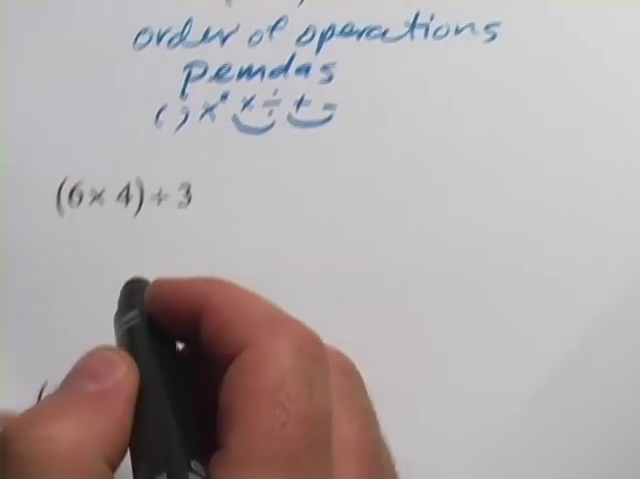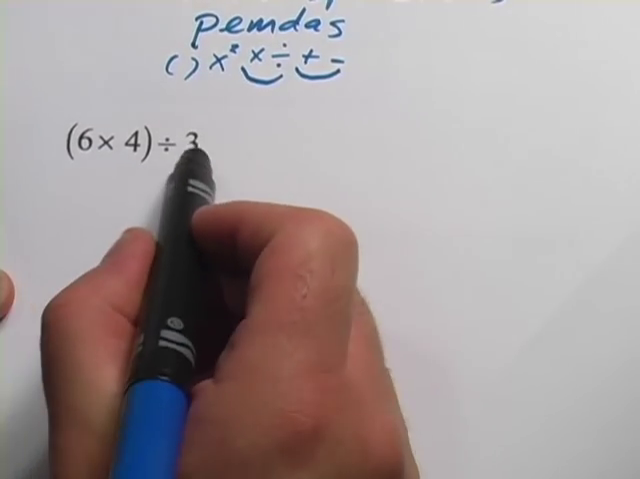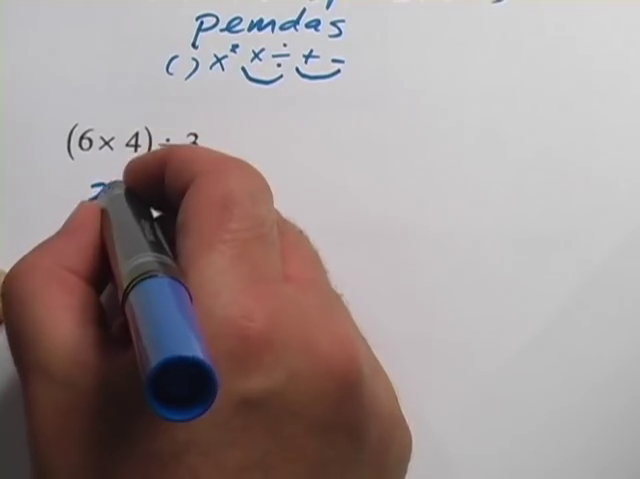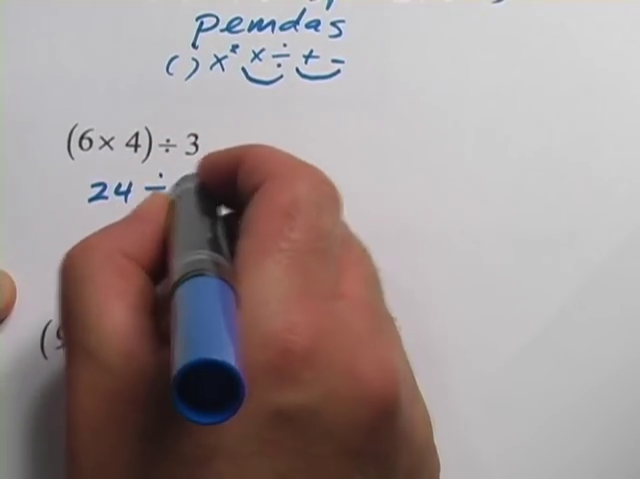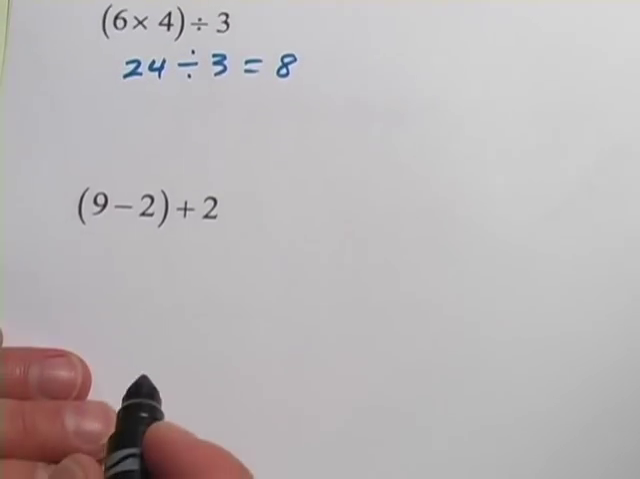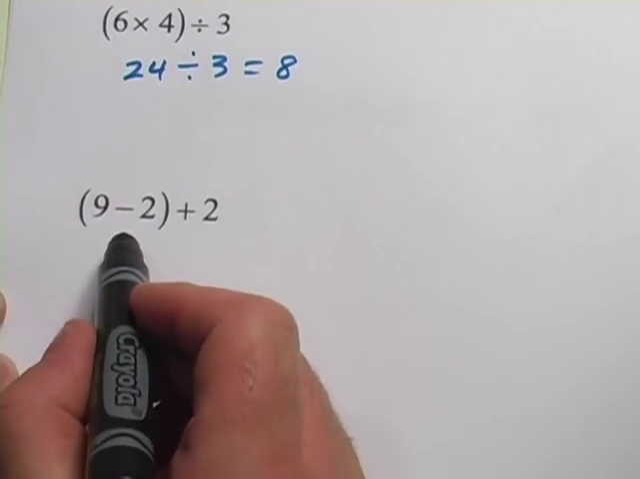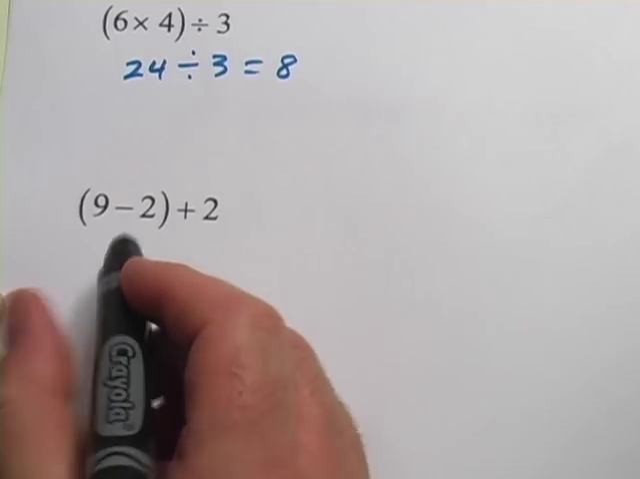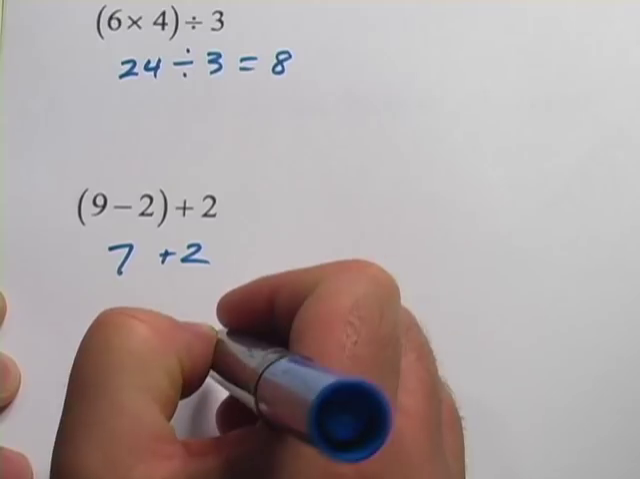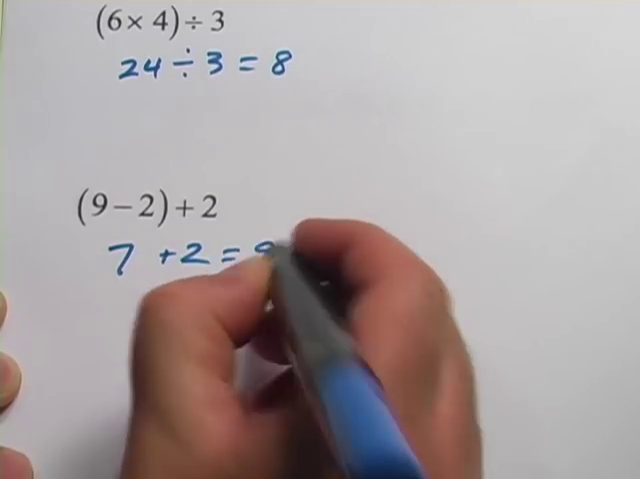Let's look at another one here. 6 times 4 divided by 3. They want us to do what's in the parentheses first. 6 times 4 is 24. Divided by 3 is 8. And in this one, 9 minus 2 in parentheses plus 2, we're going to do what's in the parentheses first. 9 minus 2 is 7, then plus 2, and we get 9.